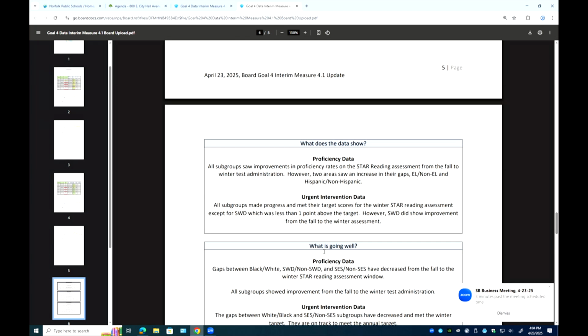except for our students with disabilities, which was less than 1 point above the target. So we're very close to that target. However, SWD did show improvement from the fall to the winter assessment. So that's why it was yellow. The rest were green on that chart.